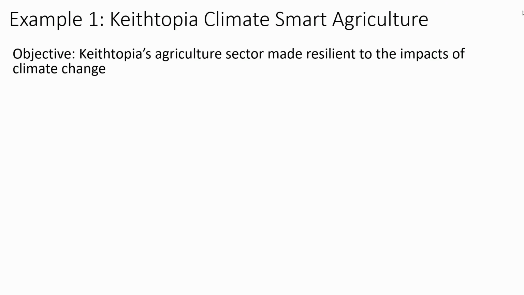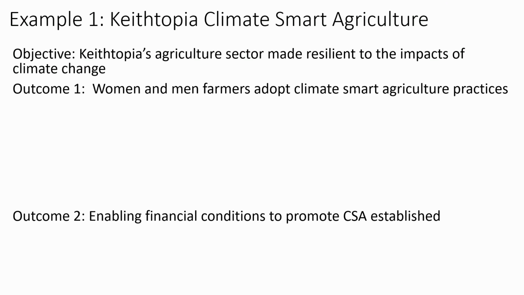And I know from my problem tree and my theory of change that the two things that I need are, I need for farmers to adopt climate smart agriculture practices. See, that's a behavior change. We need for the farmers to start using these new techniques, changing their behavior. And notice we've made this women and men farmers. In Keitopia, it just so happens that both men and women are farmers. It's about 50%, 50%. So in order to make this a gender-sensitive outcome, we'll make sure to say that women and men farmers are going to benefit equally from this part of the project.